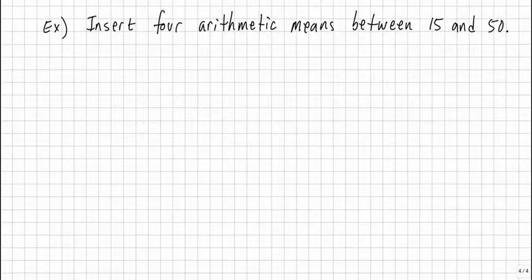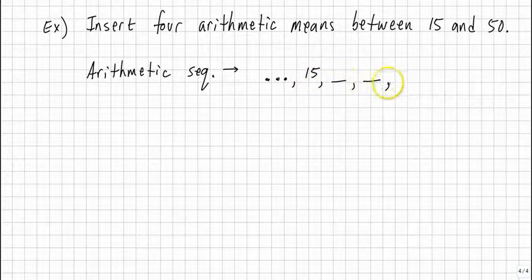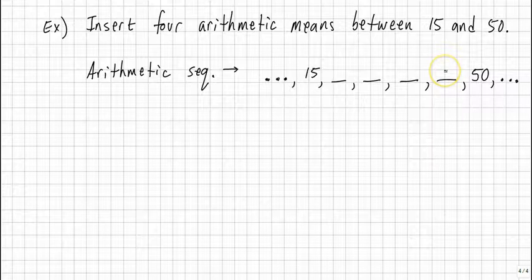All right, so let's use this idea. Let's say we're asked to insert 4 arithmetic means between 15 and 50. So that means we have an arithmetic sequence, and all we know about it is we've got the number 15. We don't know if that's the first term, or what term that is. There might be some terms before it, but we know there's a 15, and then we want 4 arithmetic means between them. There's going to be 4 numbers that we don't know, then a 50, and then there might be some terms after it. We don't know. All we know is that 15 and 50 are part of the arithmetic sequence, and we want 4 arithmetic means between them.